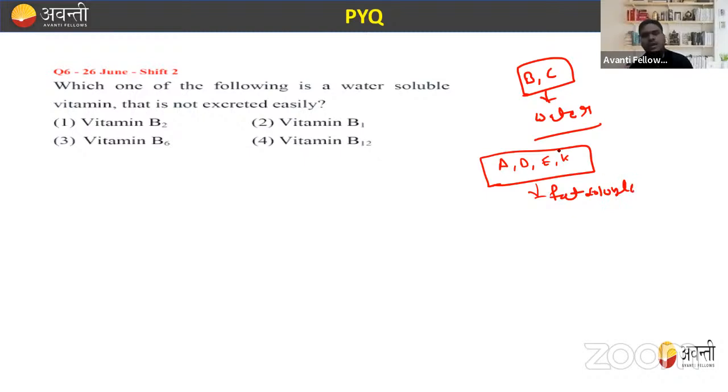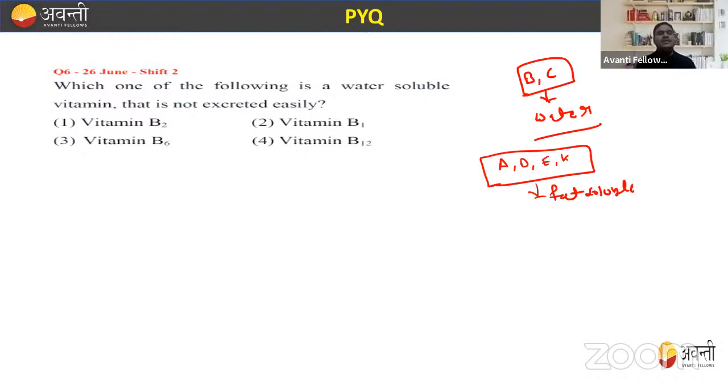So just remember this, B and C are the water soluble vitamins, and A, D, E, K are the fat soluble vitamins. Now in this question they are asking which is not excreted easily, right? Because we know that if the vitamins are water soluble, then they can be excreted easily out from our body, right? So that's why they need to be taken.